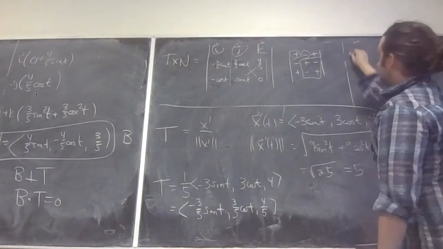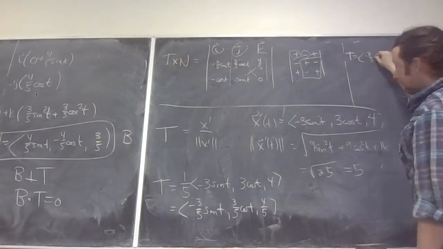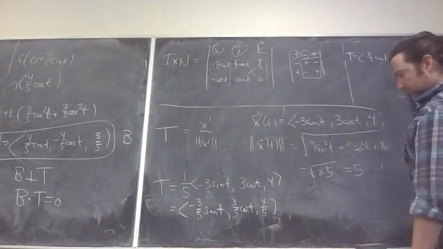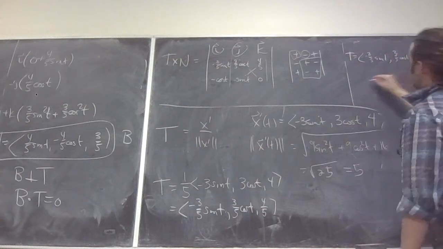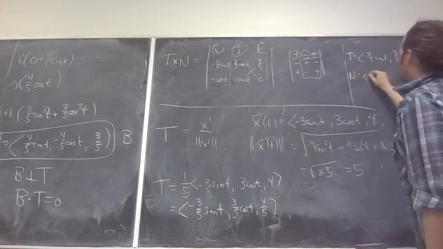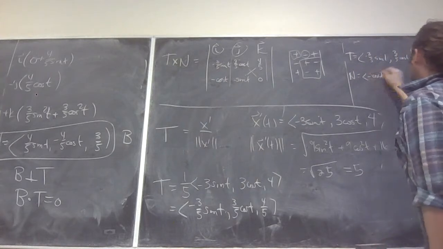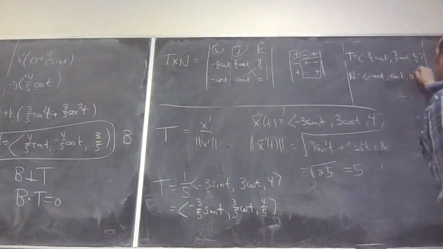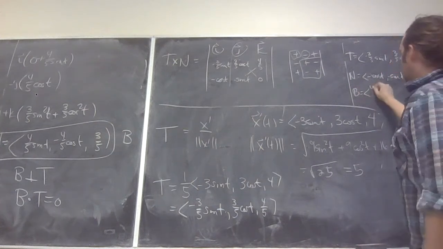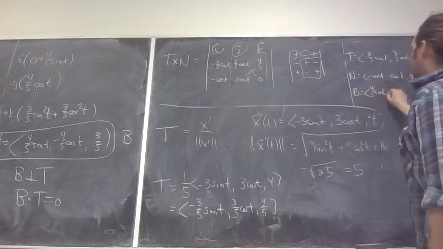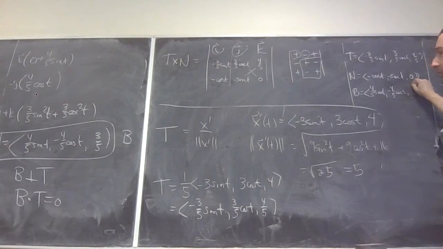What did we actually do? We found that T was equal to minus 3/5 sine T, 3/5 cosine T, 4/5. We found that N was equal to minus the cosine of T, minus the sine of T, 0. And we found that B was equal to 4/5 of the sine, minus 4/5 of cosine, and 3/5.